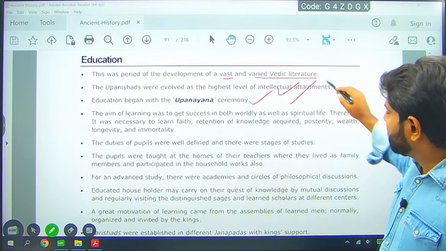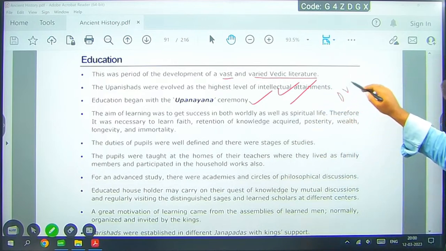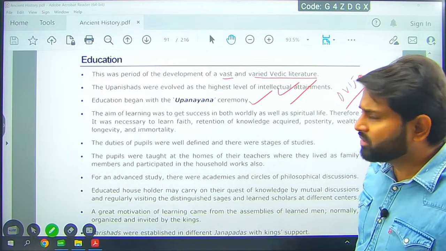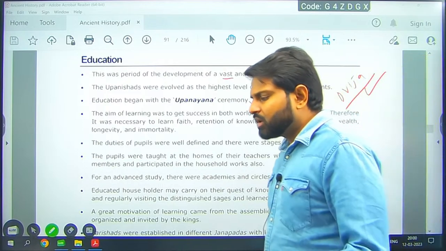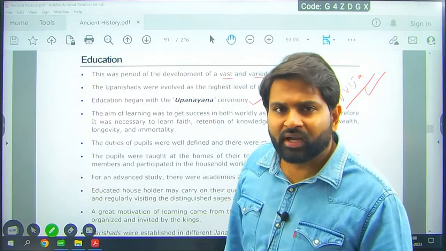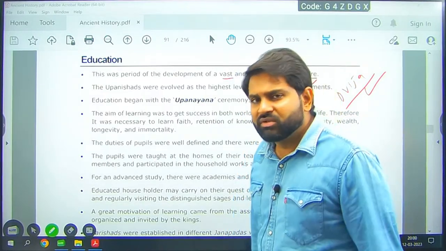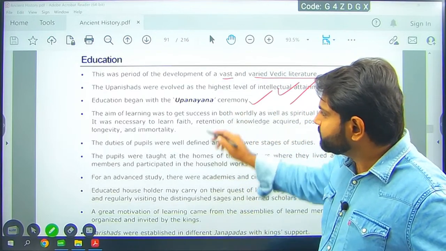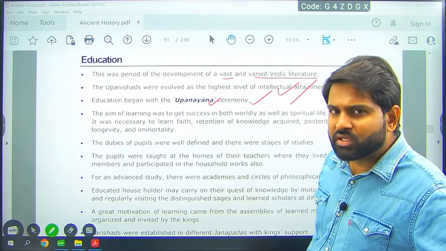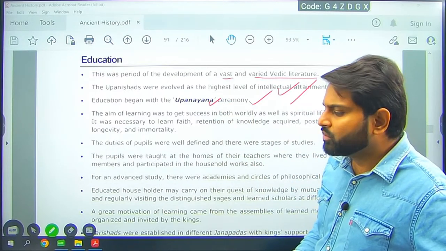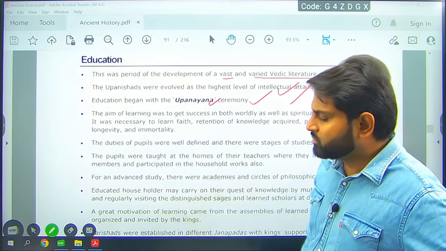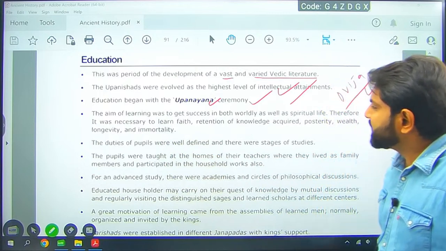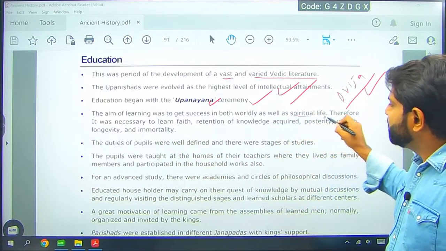The moment he was given Upanayana, he would become Dvija, twice born, the second birth, which means you are born to your mother, but after education you will have a different life. So we consider it as Dvija. It is like a graduation ceremony, you can consider, right? When you get into education, what do you do nowadays? Saraswati Puja, likewise.